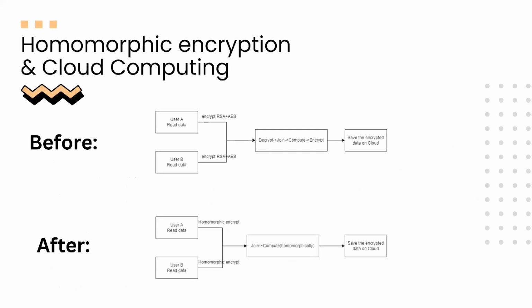Before homomorphic encryption is introduced in cloud computing, the cloud needs to decrypt, join, compute, and encrypt again on the output, then save it to the cloud or send it back to the user. However, homomorphic encryption helps the cloud become more efficient by cutting the join and encrypt time, as the data stays encrypted all the way through the homomorphic encryption process.